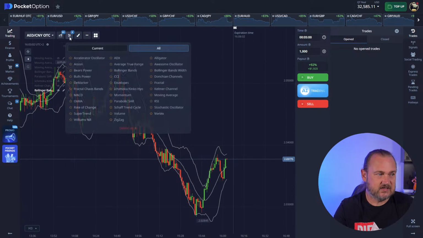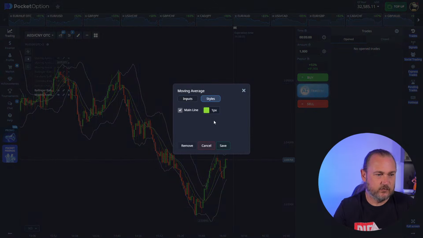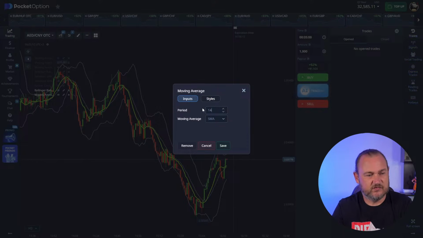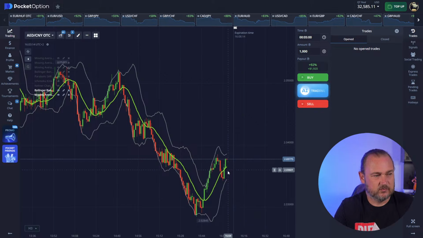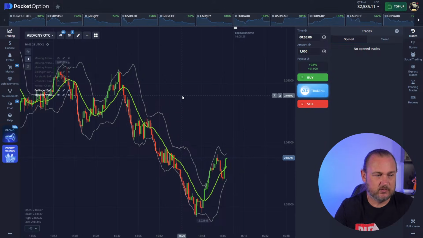We can check this as well by adding a moving average to our chart. And if we make it nice and thick, we can see that should we change this to 14, this will completely overlay our Bollinger Bands. So the Bollinger Band middle line is just a moving average, nothing else. It's a simple moving average.